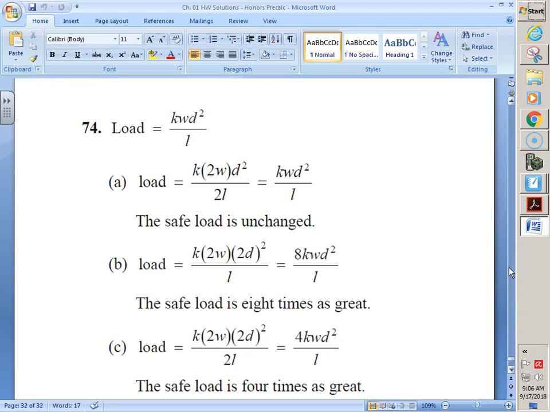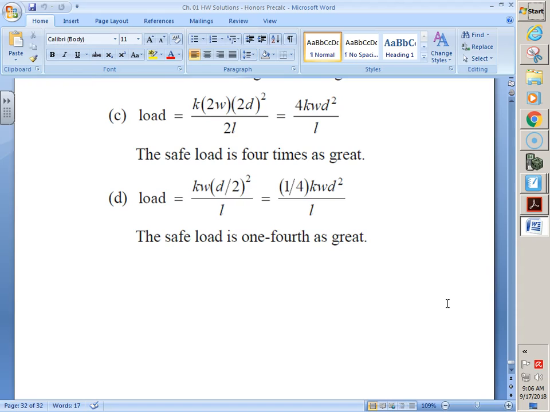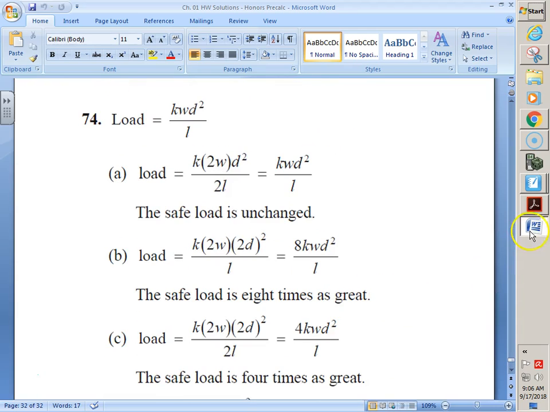Trying to figure out how would the entire situation be affected if you affected just 1 variable or 2 variables or 3 variables. This one, if you half the distance, a half squared would be a fourth, so that's what ended up happening to the entire expression, to the entire load. And I think that's the last one.